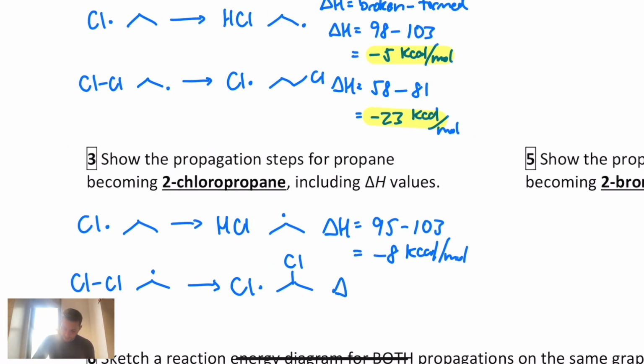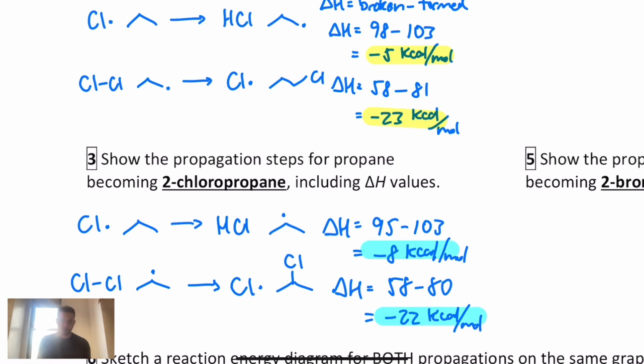And then for the second step, delta H, you're breaking a chlorine-chlorine, that's 58. You're forming a secondary CCl bond, and that's worth 80, almost exactly the same. 58 minus 80 is -22. And that's our values for the secondary case, -8 and -22.